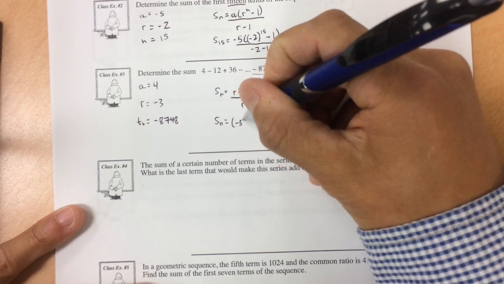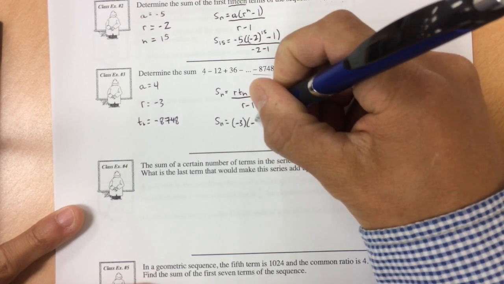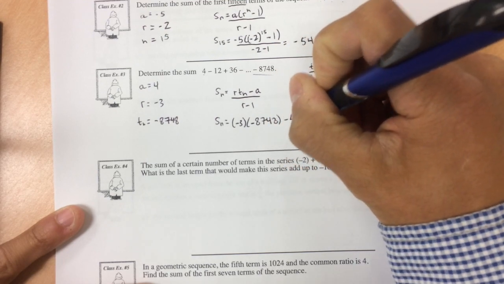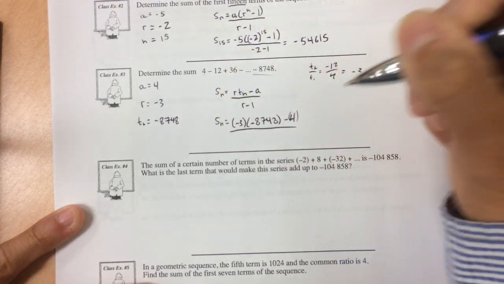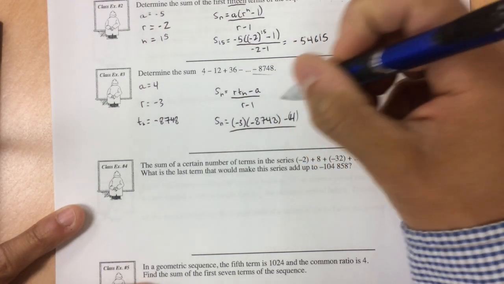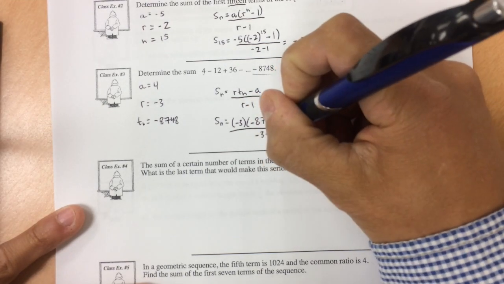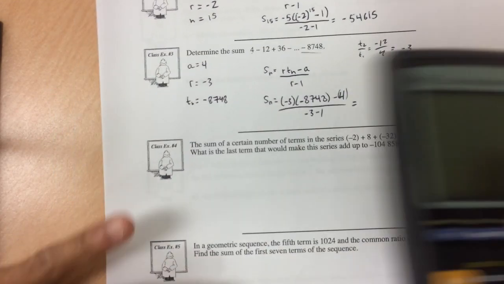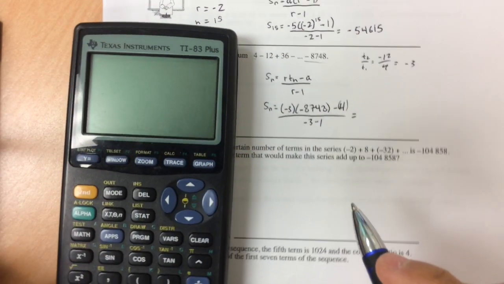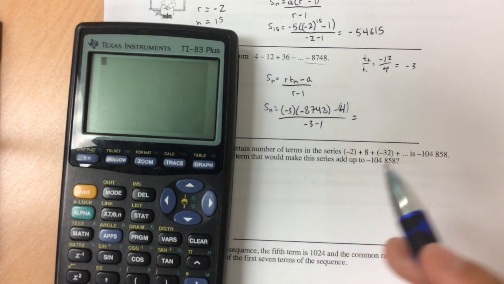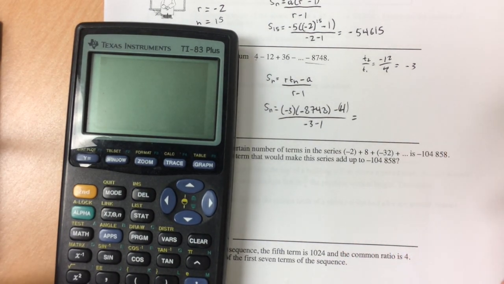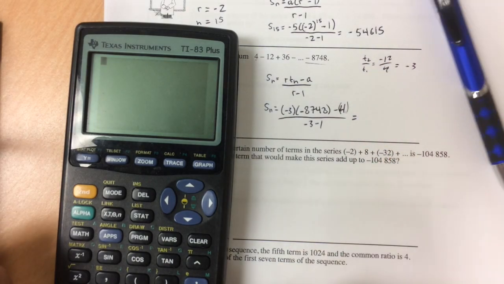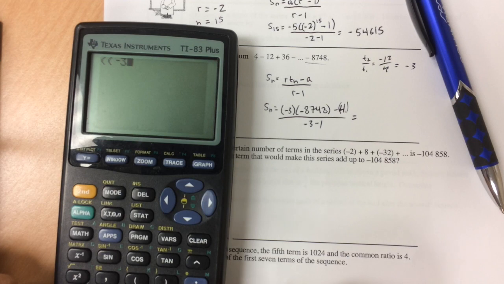My common ratio is negative 3. Tn was negative 8,748. And A was 4. I'm substituting all those in, and then I'm again dividing by my common ratio minus 1. So with these types of questions, because there's a little bit less happening, though exponents, we can do it all in one shot. However, we still need to use our brackets.